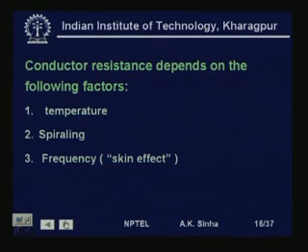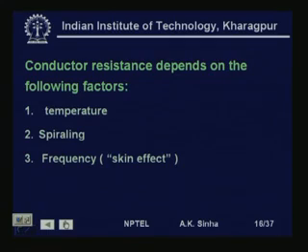Now, conductor resistance depends on certain factors, as we have seen. It depends on temperature, because the resistivity increases when the temperature increases. It also depends on spiraling, because we are using stranded conductors, and we have seen that these conductors are spiraled in opposite directions to provide a better binding for the strands, and therefore, this spiraling effectively increases the actual length of the conductor.